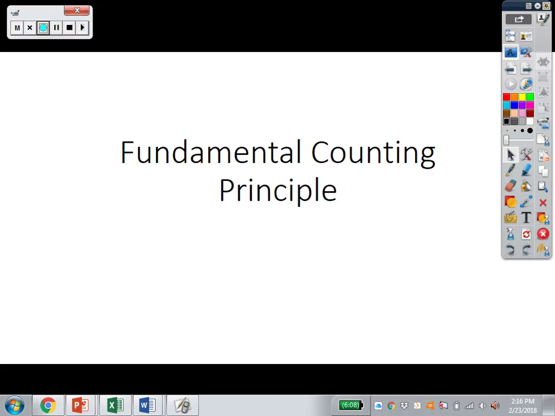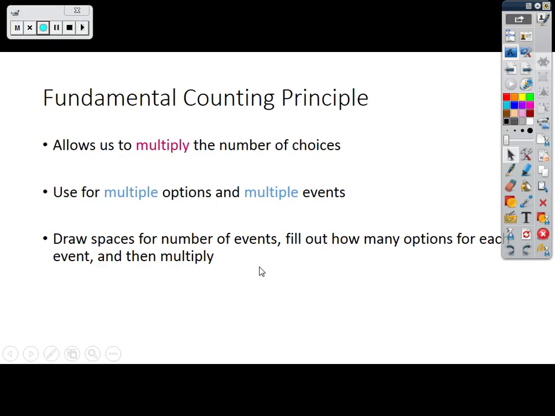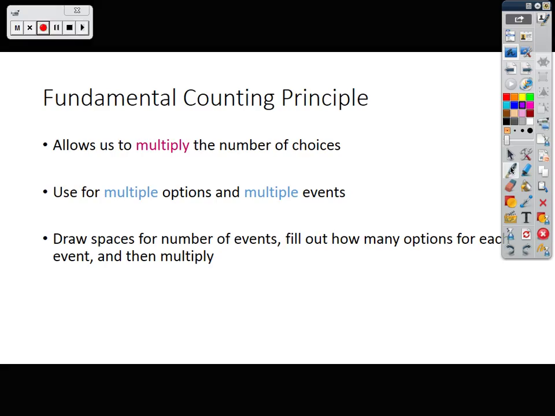Today we're going to talk about the fundamental counting principle. The idea of the fundamental counting principle is that it allows us to multiply the number of choices. So the key word with the fundamental counting principle is that you multiply. You use it when you have multiple options and multiple events. And we'll take a look at a couple examples to see what that means.